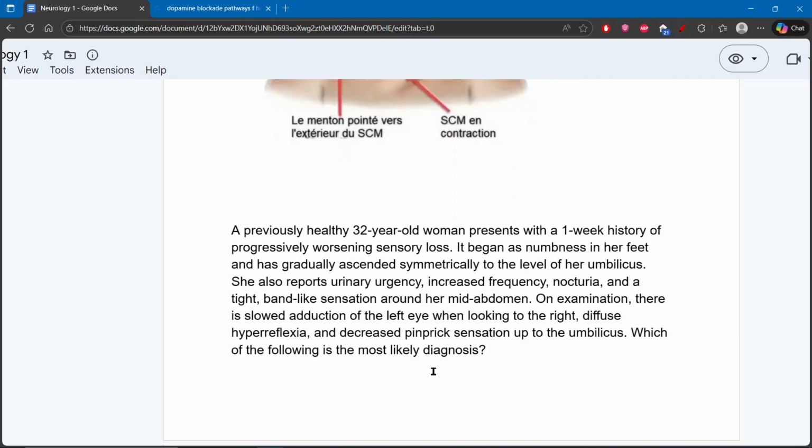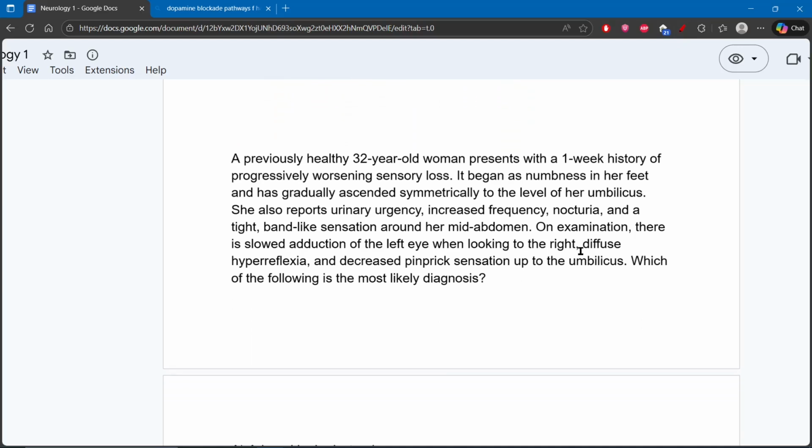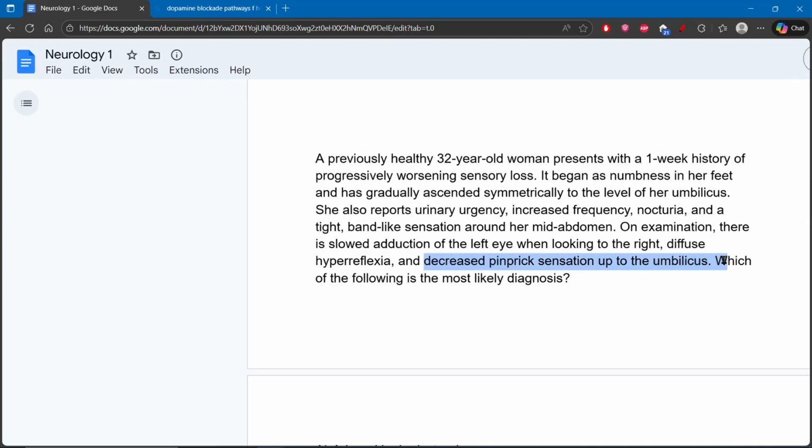All right. A previously healthy 32-year-old woman presents with a 1 week history of progressively worsening sensory loss. It began as numbness in her feet and has gradually ascended symmetrically to the level of her umbilicus. She also reports urinary urgency, increased frequency, nocturia, and a tight band-like sensation around her mid-abdomen. On examination, there is slow adduction of the left eye when looking to the right, diffuse hyperreflexia, and decreased pinprick sensation up to the umbilicus.